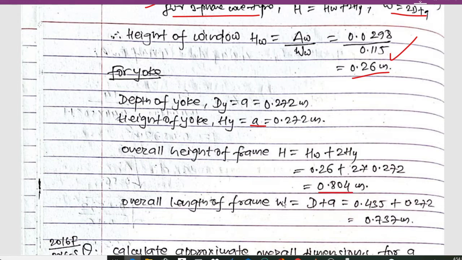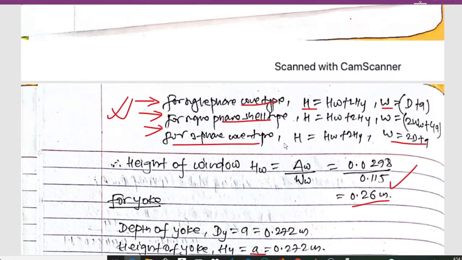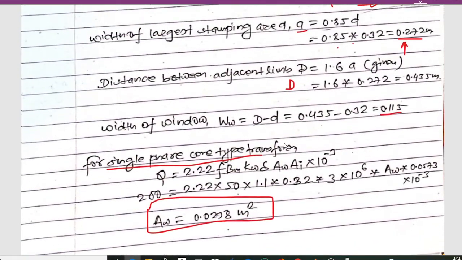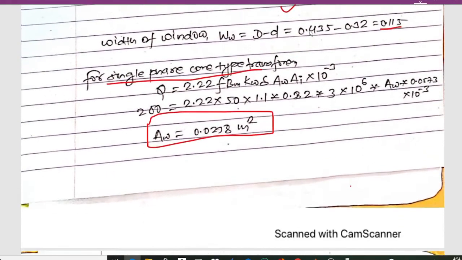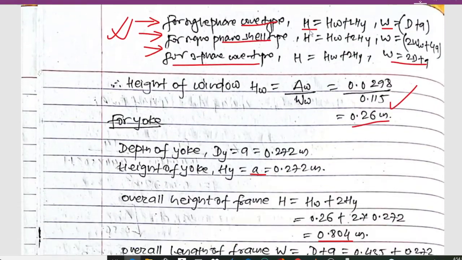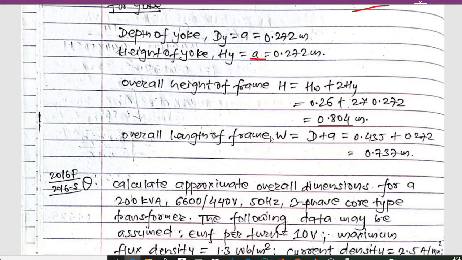Similarly the overall length of frame W will be capital D plus a, and here we have obtained the values of capital D and small a. You just need to remember the formula and apply it. So finally we will get the overall length of frame as 0.737 meters. Now let's see another important numerical, and this is also a frequently asked numerical.